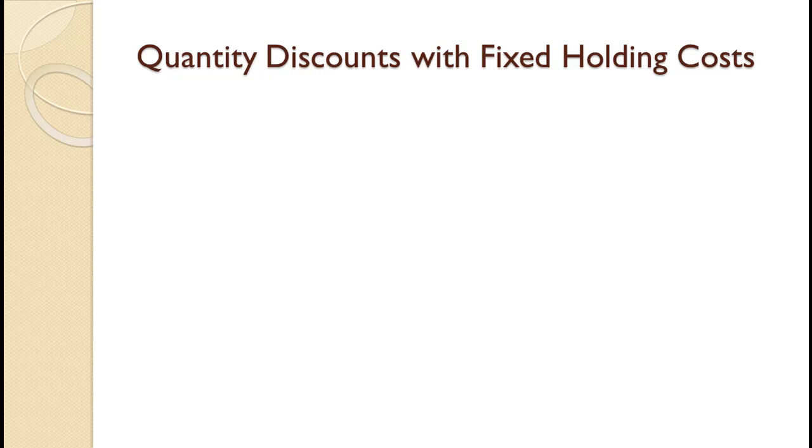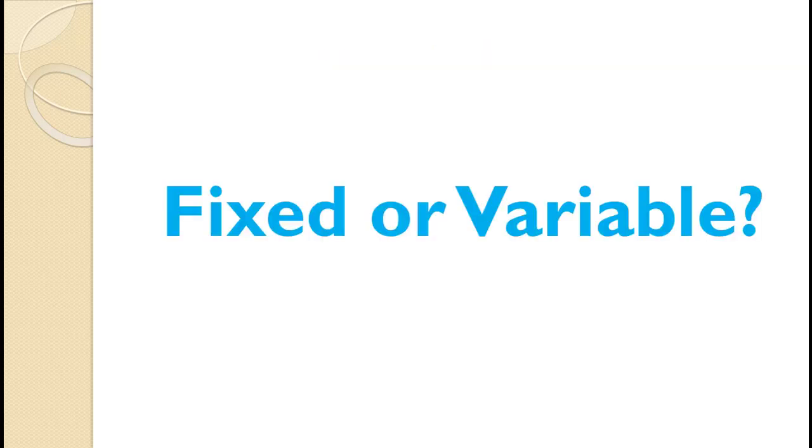In this tutorial, we will see how to handle quantity discounts with fixed holding cost. In the next tutorial, we will see how to handle variable holding costs. Holding costs could be stated as a fixed amount or a percentage of the purchase price. For example, the holding cost for a can of furniture polish might be given as $1 per year or 15% of its purchase price.